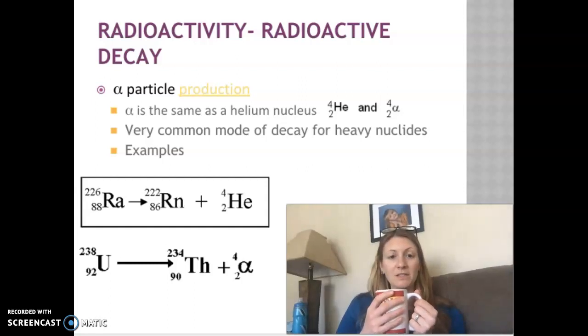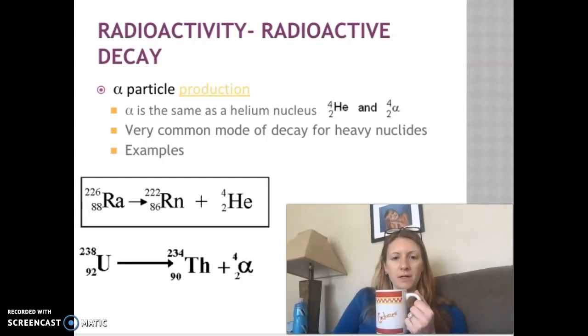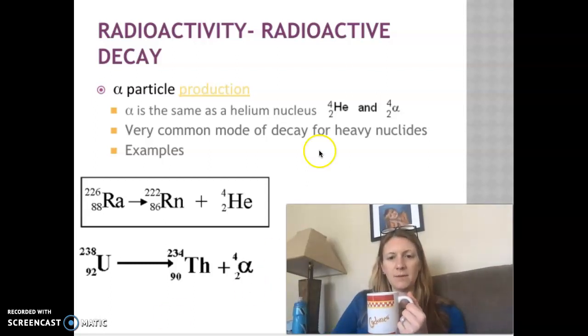Hey, we are back to start with alpha decay. So it's our first type of radioactive decay we're going to cover. An alpha particle is the same as writing it as 4,2 helium or 4,2 alpha. So what that means is that it's got an atomic mass of 4 and an atomic number of 2. That's why we can interchange the helium with the alpha.